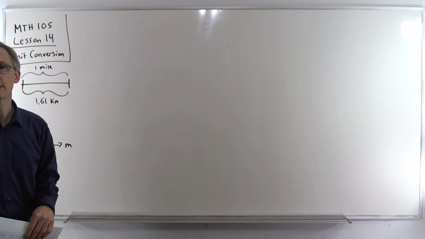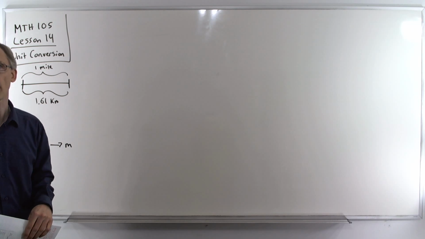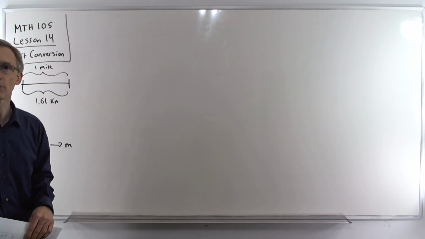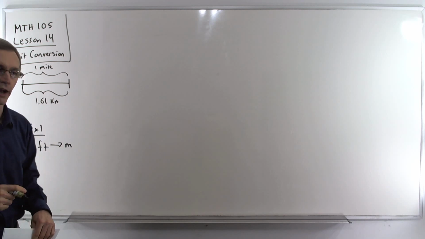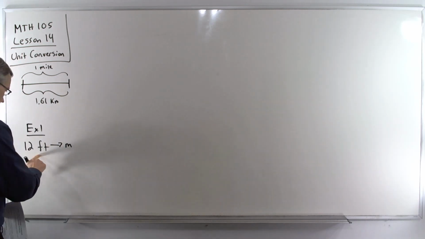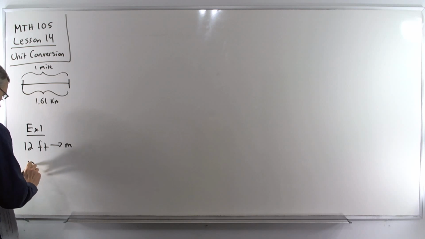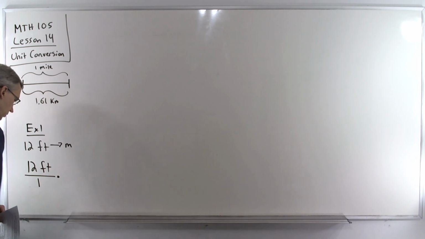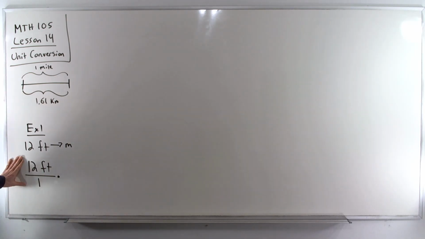The only exception to this is if we have a rate. A rate has units in the numerator and the denominator, but most of these will only have units in the numerator for the first fraction. So the starting quantity is 12 feet, so we're going to write 12 feet with units. You have to include units. It's part of the technique. Over 1. So there's our initial fraction.